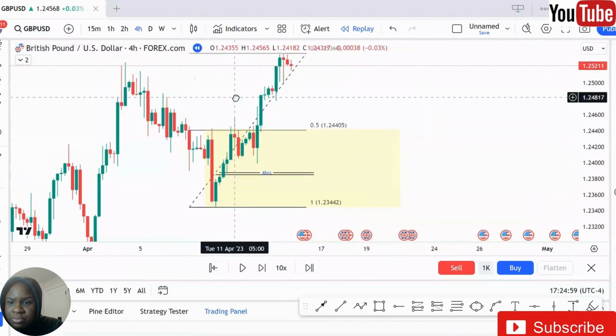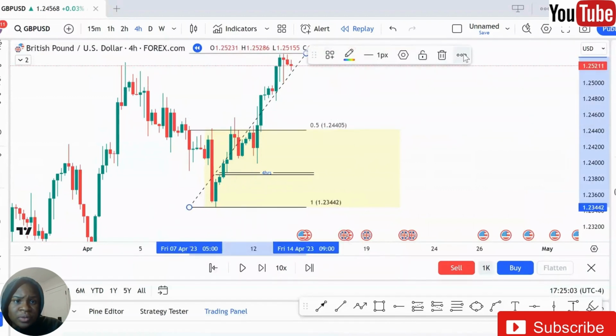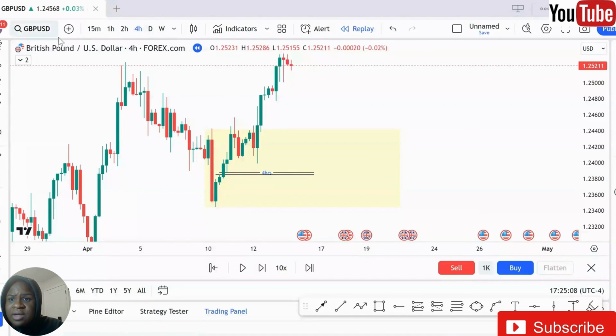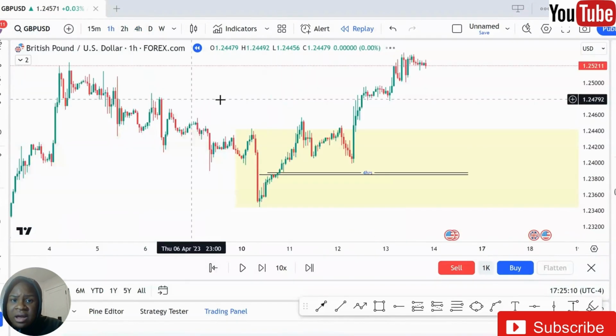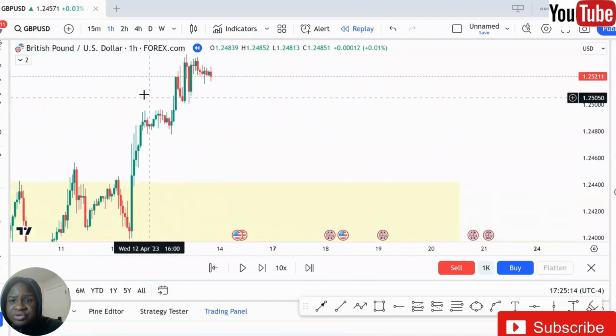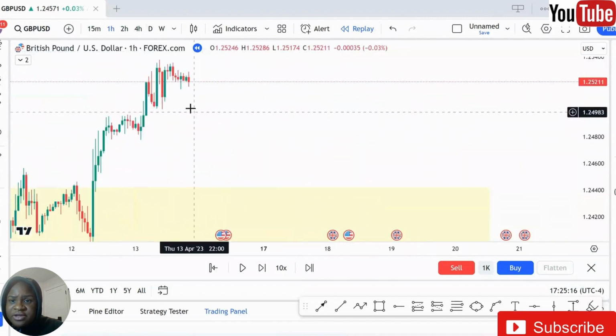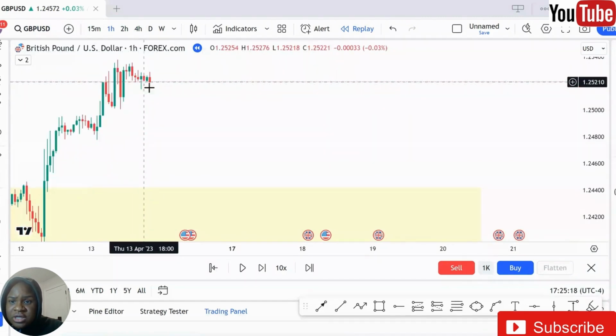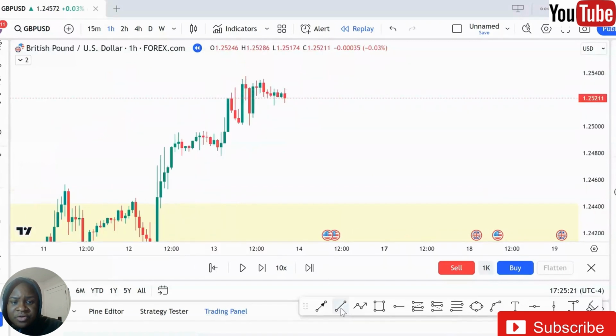Is there a mitigation block? No. Is there a breaker block? No. Is there a liquidity void? No. Now the upper side is our premium zone for a sell momentum. Then it can come down to 1 hour. On 1 hour, some people do take trades here also, because if I draw, this is a break of structure here, this is a break of structure here.